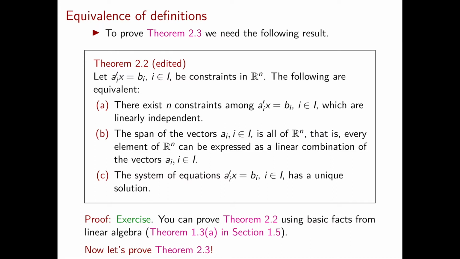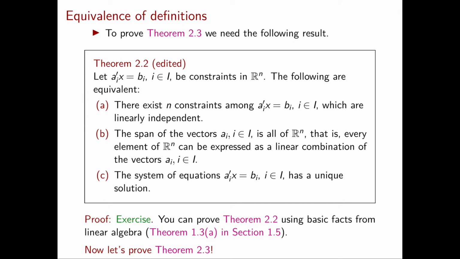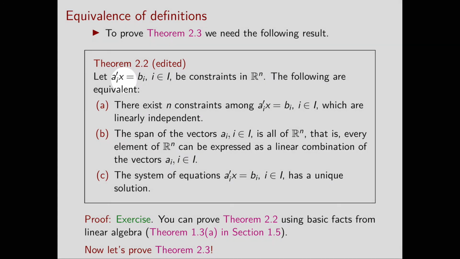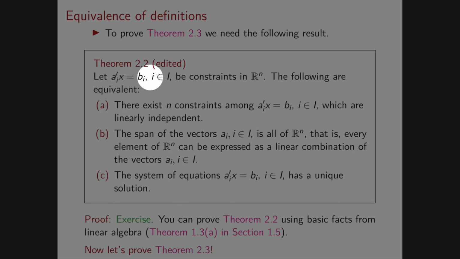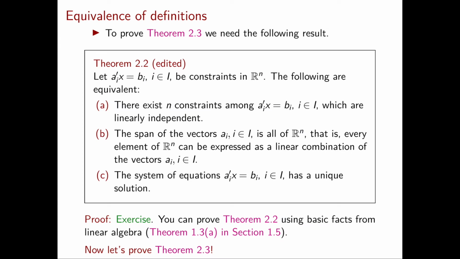I give you here the statement of the theorem. If you have already seen it, great. If not, I strongly recommend that you try to prove this theorem. Everything you need are basic facts from linear algebra, which are given in theorem 1.3 in the textbook. So let's get to the statement. Let a_i transpose x equal to b_i for i in an index set I be constraints in Rn. Then the following are equivalent.